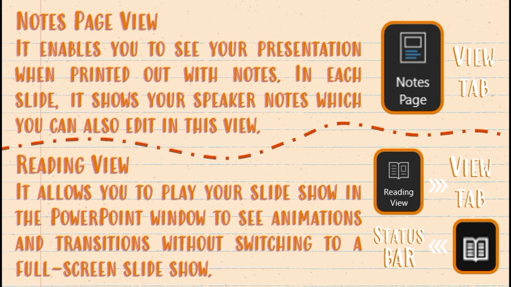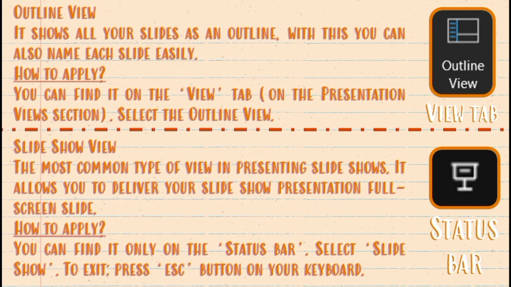The fourth is the reading view. It allows you to play your slideshow in PowerPoint window to see animations and transitions without switching to a full screen slideshow. Fifth is the outline view. It shows all your slides as an outline. With this, you can also name each slide easily. How to apply? You can find it on the View tab and select the outline view.